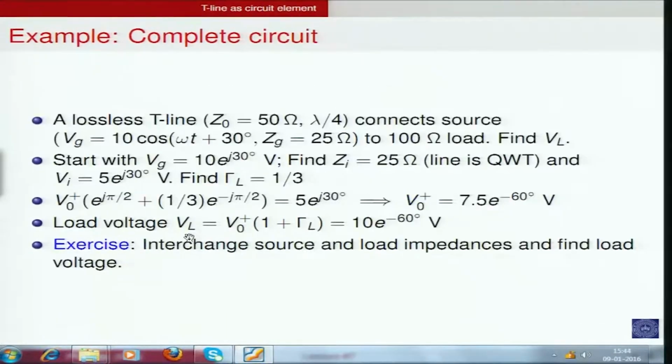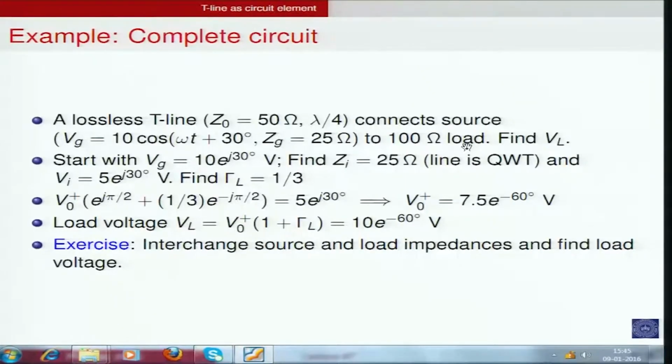Let us actually look at an example here. Suppose we have a lossless transmission line with characteristic impedance of 50 ohms and length λ/4, connecting the source, which is given by 10 cos(ωt plus 30 degrees), and having a generator impedance of 25 ohms, and this is connected to a 100 ohm load. So the load is real, the generator impedance is real, the characteristic impedance is also real, and the length of the transmission line is λ/4. Find out what is the load voltage.